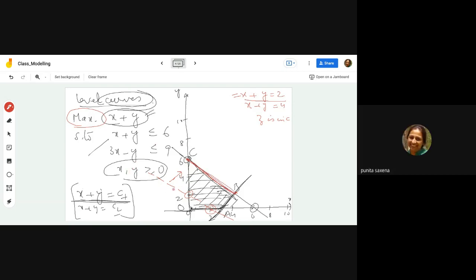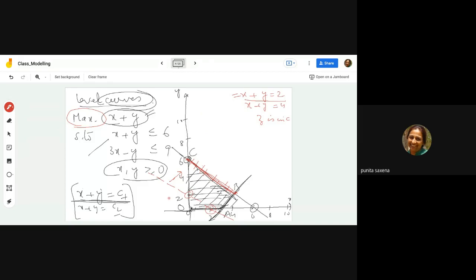So in this case, what is happening is that not just one point, any point lying on this line segment BC is giving you an optimal solution. And how many points can you think of between B and C? Infinitely many. Infinitely many. Okay.